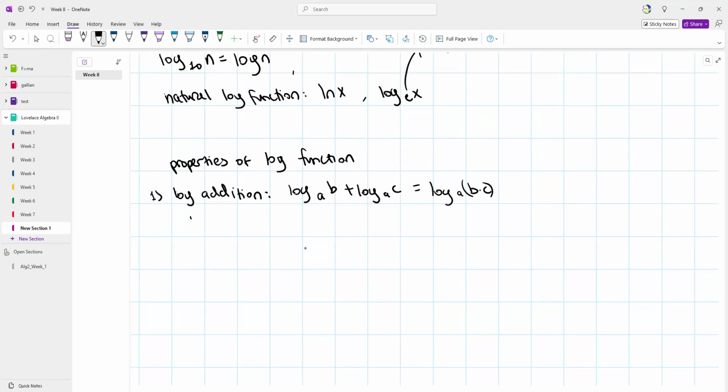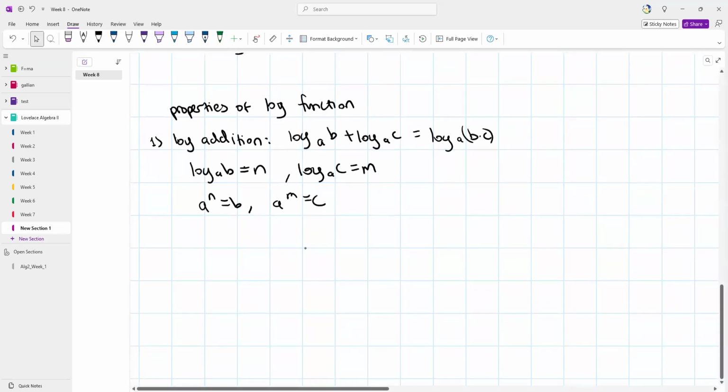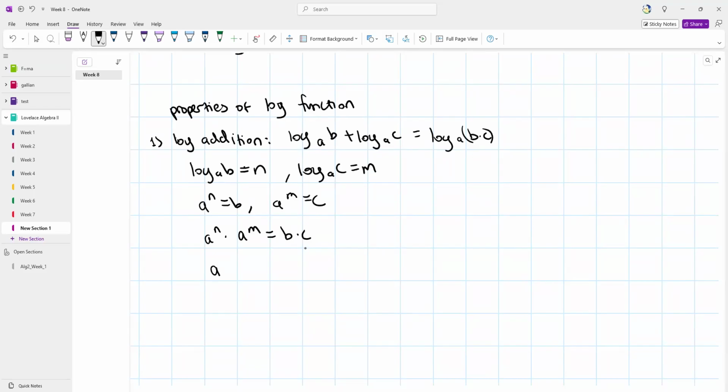Let's say log a b is equal to n and log a c is equal to m. Then we have a to the power of n is equal to b, and a to the power of m is equal to c. And then we can multiply these two together, and we have a to the power of n times a to the power of m is equal to b times c. And we know that by exponent rules, you can add the two exponents n and m here because they have the same base.